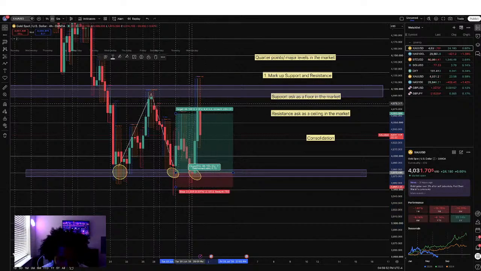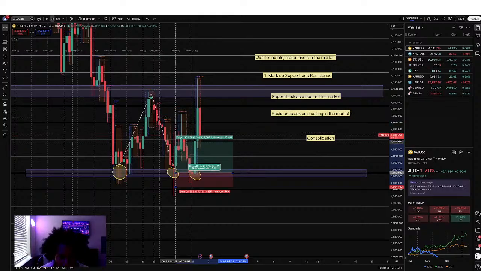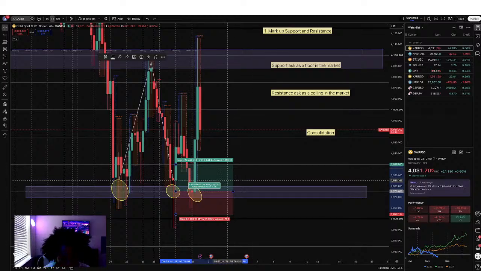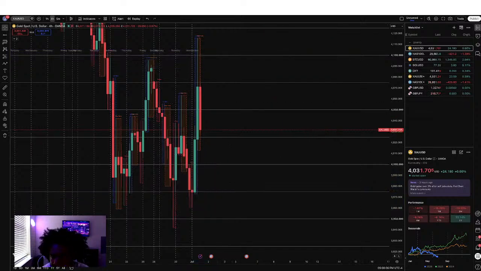All right, so now when it comes to using these major levels and quarter points for a take profit, essentially what we can do is go ahead and make it go to the next quarter point. What I mean by quarter point is the market tends to move off of every $25 in price action when it comes to trading gold. Right now we just have gold moving sideways.